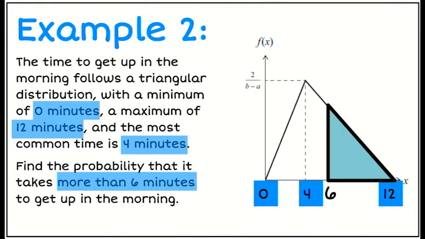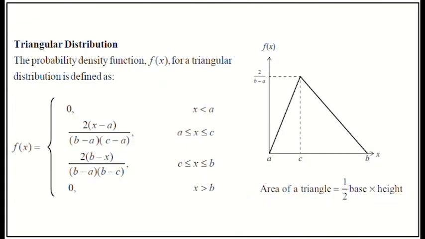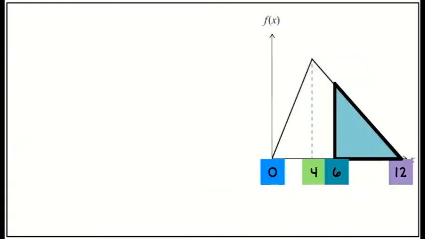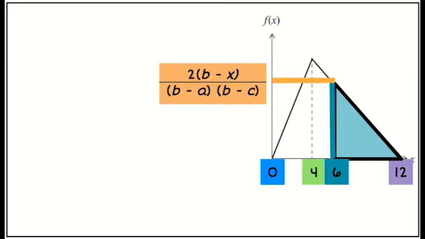So my first step, before I can do the probability, is I need to work out the height of that triangle. So I need to look at my formula and say which formula am I going to use, and I've got my probability in this section here between C and B, so this is the formula I want to use. So here's the values I have. I want to find that height, and that's the formula I'm going to use to find the height.